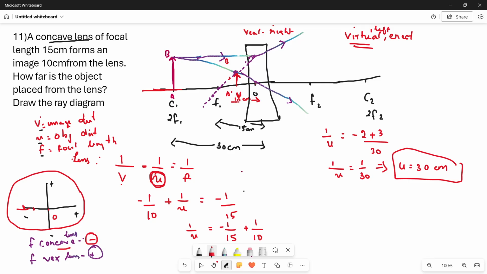So this is the place where your image is formed, A dash, B dash. So how is your image here? It is virtual. Virtual means on the left hand side, right? Virtual, erect, and diminished.